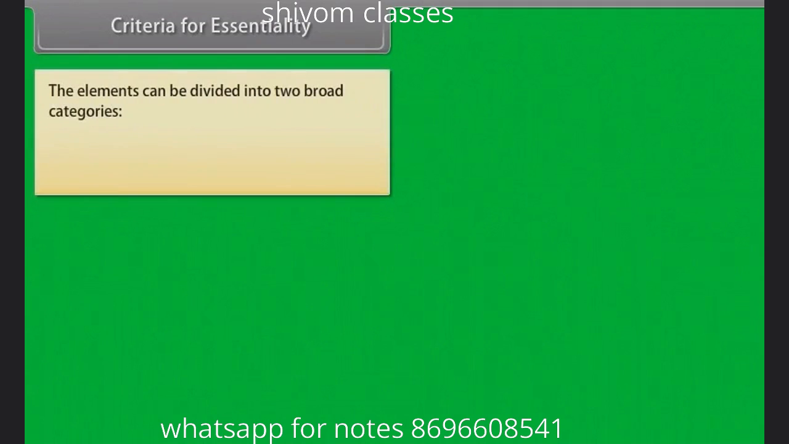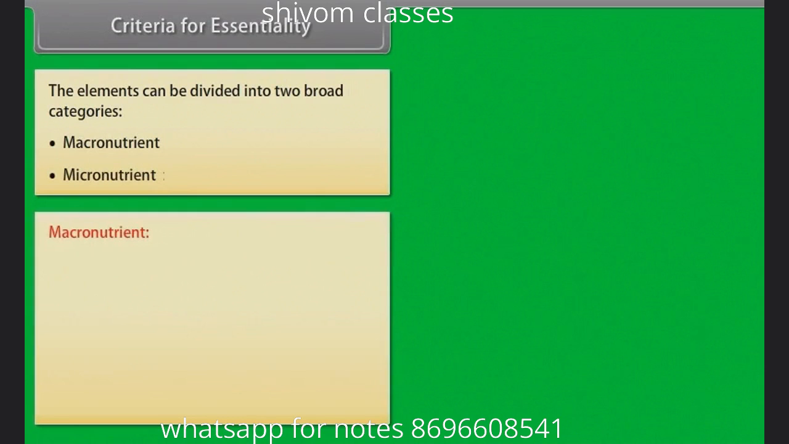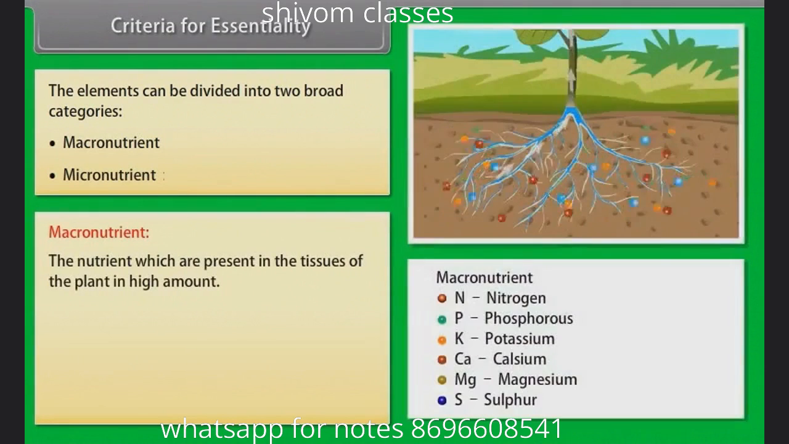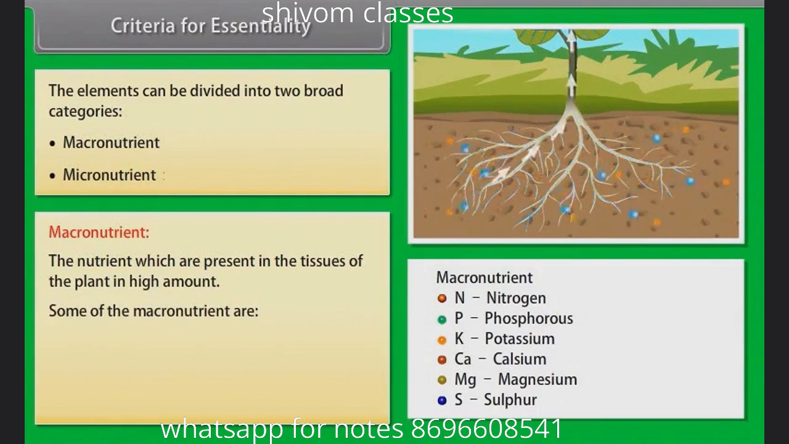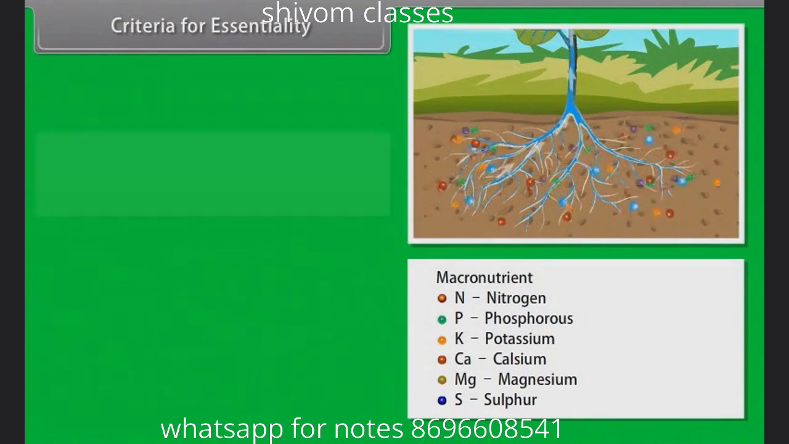The element is directly involved in the metabolism of the plant. The elements can be divided into two broad categories. They are macronutrients and micronutrients. Macronutrients are the nutrients which are present in the tissues of the plant in high amounts. Some of the macronutrients are nitrogen, phosphorus, and potassium.